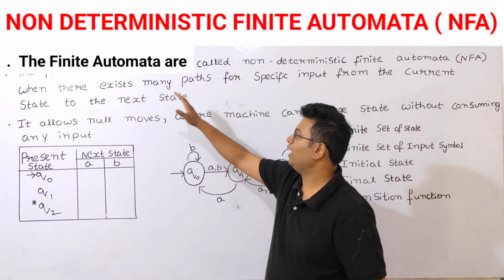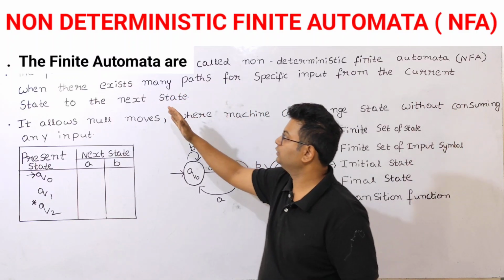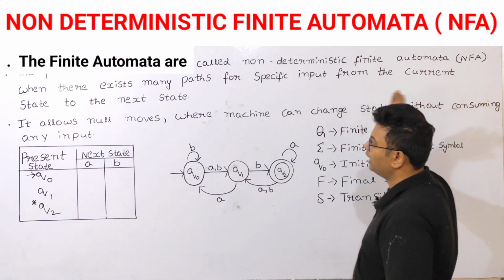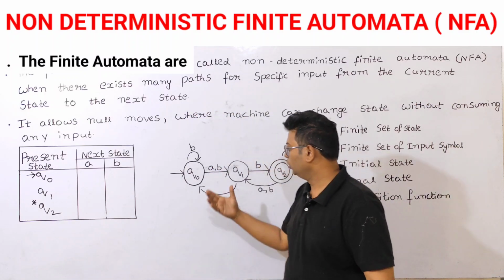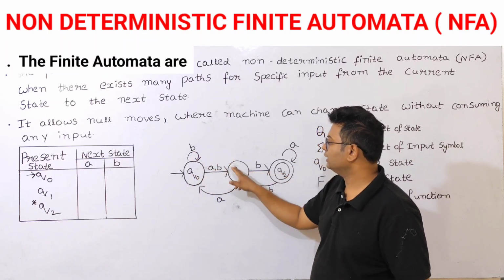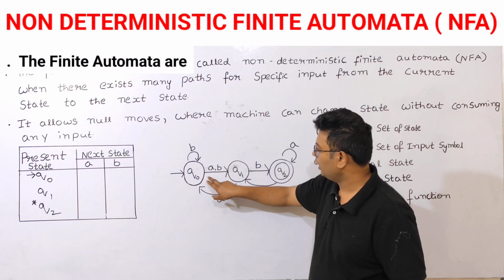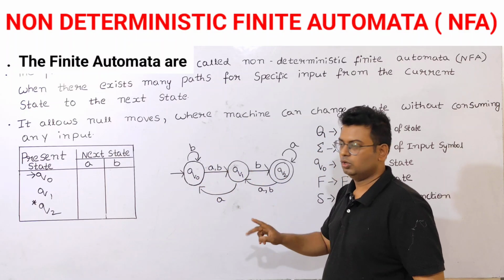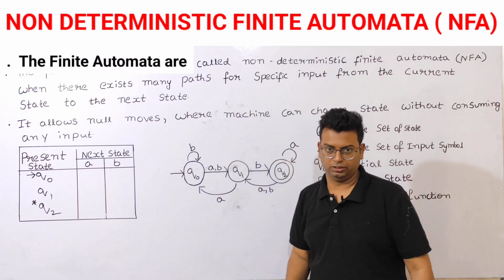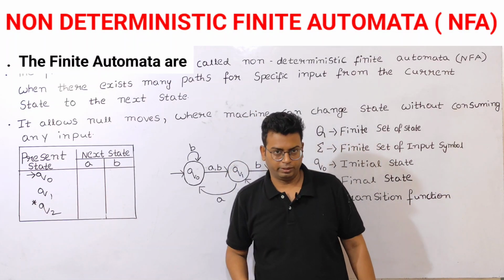Look here, finite automata are called non-deterministic finite automata where there exist many paths for a specific input from the current state to the next state. Look here, Q0 is the present state where for B it has a multi-transition. From Q0, it moves to Q0 and also it moves to Q1. So one specific input B having a multi-transition is termed a non-deterministic finite automaton.